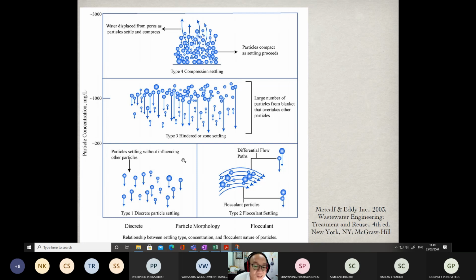Type 3 is the hindered or zone settling. Hindered or zone settling is when a large number of particles settle to the bottom of the chamber together.